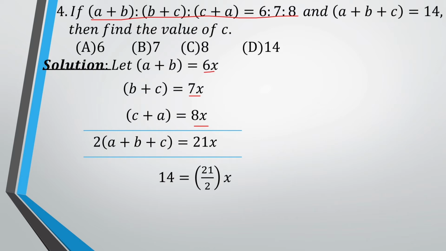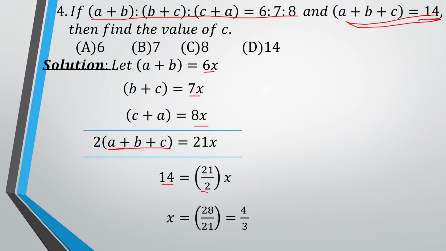Since the A plus B plus C value is given as 14 in the question, if you observe here, A plus B plus C is equal to 14. So I am writing 14 in place of A plus B plus C, and the 2 I have taken here. After substituting, we get x is equal to 28 by 21, that is equal to 4 by 3. So we have the x value as 4 by 3.